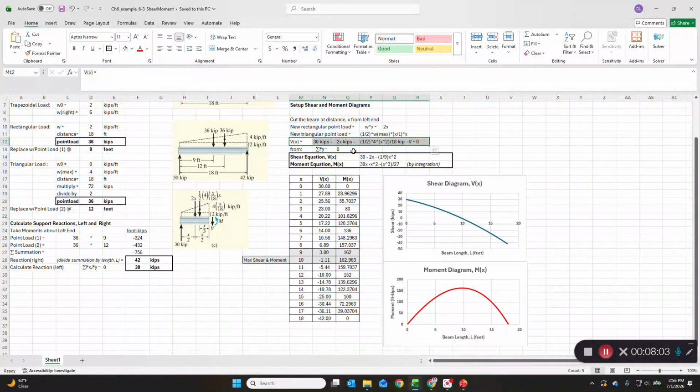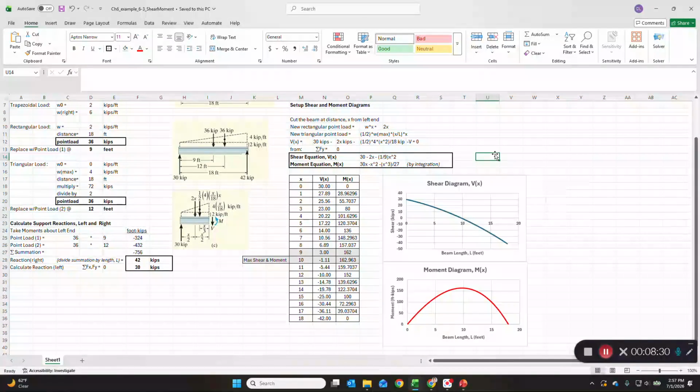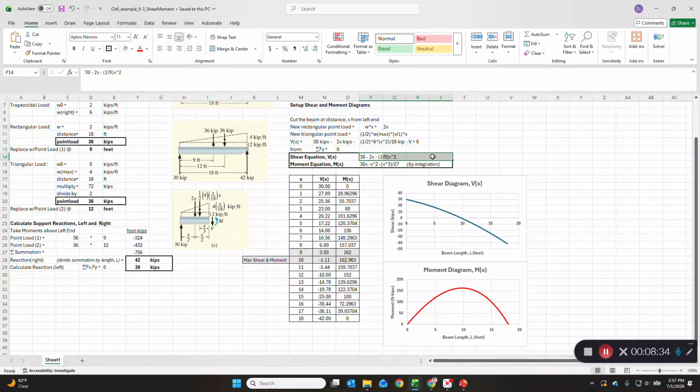So if you simplify this, due to the summation of all forces in the y direction being 0, you get 30 kips up minus 2x kips down minus 1/2 times 4 times x squared over 18 kips down minus V equals 0. All right, so that's all these dark black arrows that are pointing up or down vertically only here. Okay, so we can simplify that to come up with a shear equation. It's 30 minus 2x minus 1/9 x squared. So that's a quadratic equation. All right. And we want to find the root of the quadratic.